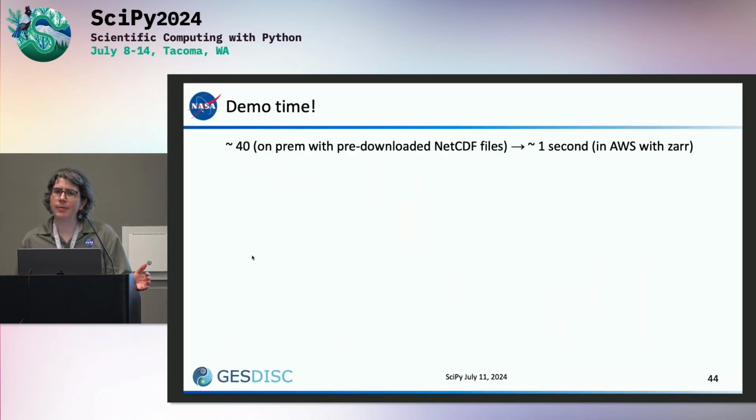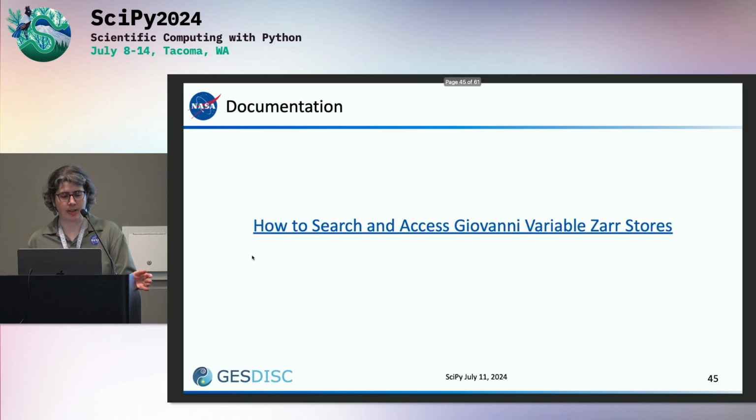All right, so I just wanted to say that for our on-premises system, it would have taken about 40 seconds to run that calculation that took about a second. So this is really much faster, even for us. All right, so documentation. This link has a how-to, including how to search for that data and load it.